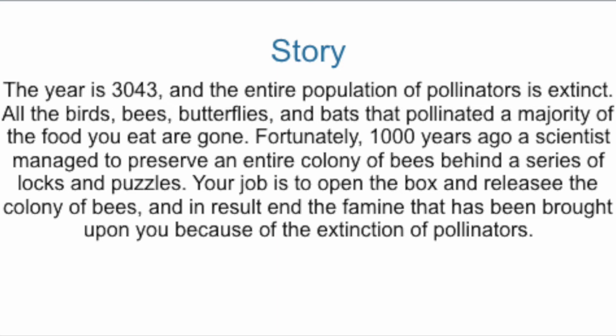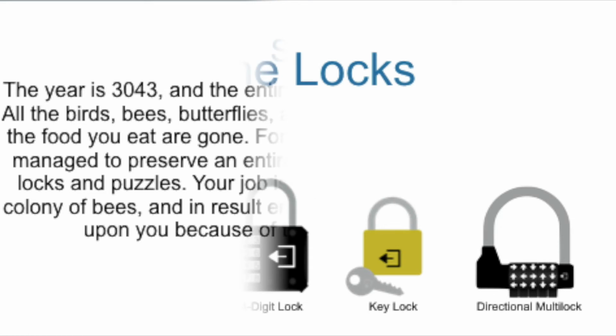The story behind Pollinator Peril is that the year is 3043 and the entire population of pollinators is extinct. All the birds, bees, butterflies, and bats that pollinated a majority of the food you eat are gone. Fortunately, 1,000 years ago, a scientist managed to preserve an entire colony of bees and hide them behind a series of locks and puzzles. Your job is to open the box and release the colony of bees, and as a result end the famine that has been brought upon you because of the extinction of pollinators.